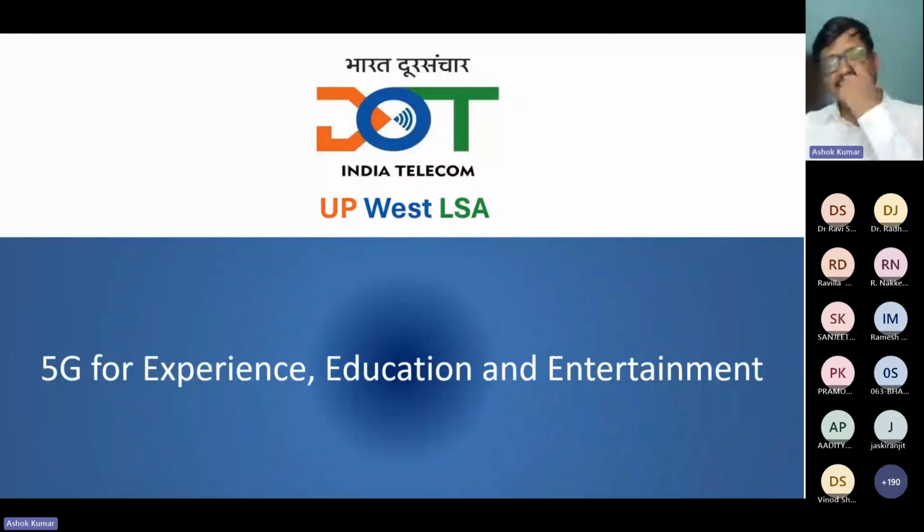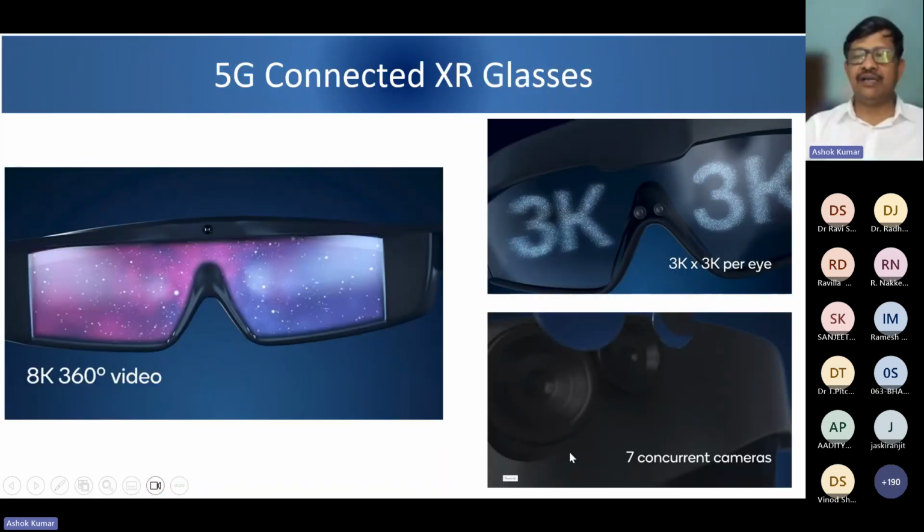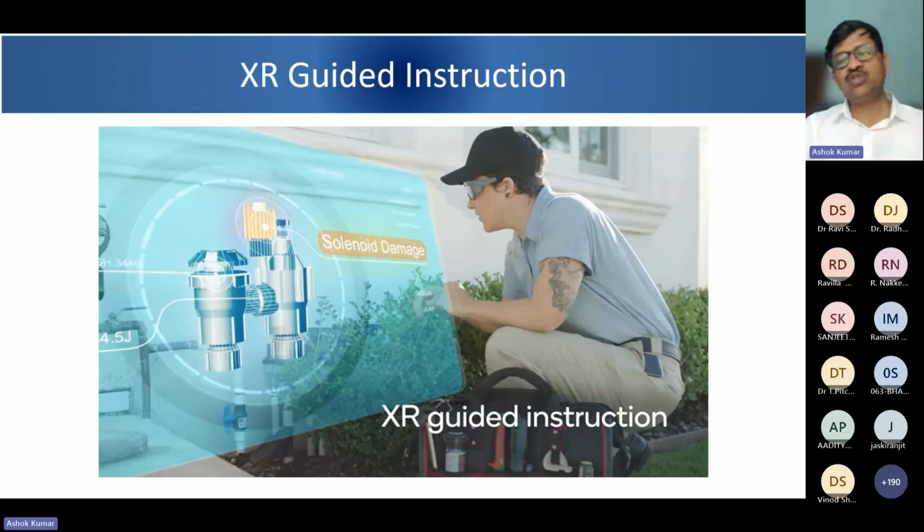Okay, so now 5G for experience, education, and entertainment. So here also, you'll see there'll be a headset, like you might have seen many headsets. So this kind of headset will connect to a 5G network, and then there'll be an edge compute there. So we are talking about 5G connected XR, mixed reality kind of applications. So this kind of headset will have multiple cameras, 7 concurrent cameras would be working, and they'll be taking pictures, for example, and these can be used for XR guided repairing of a product.